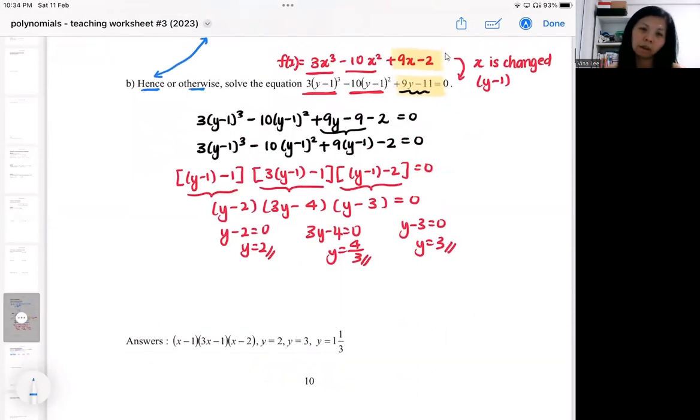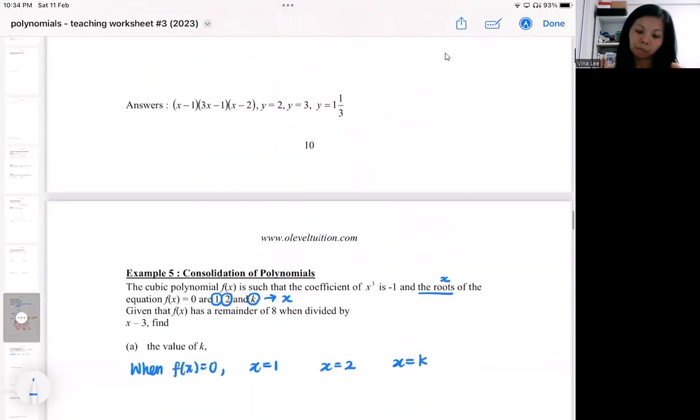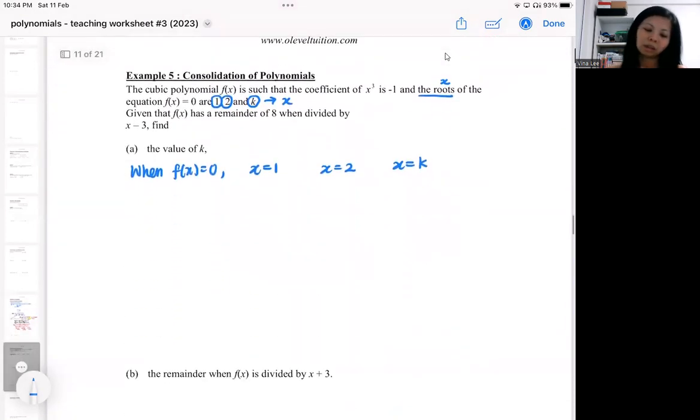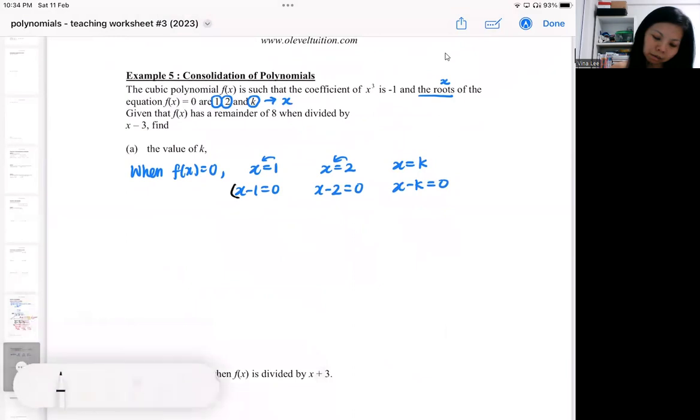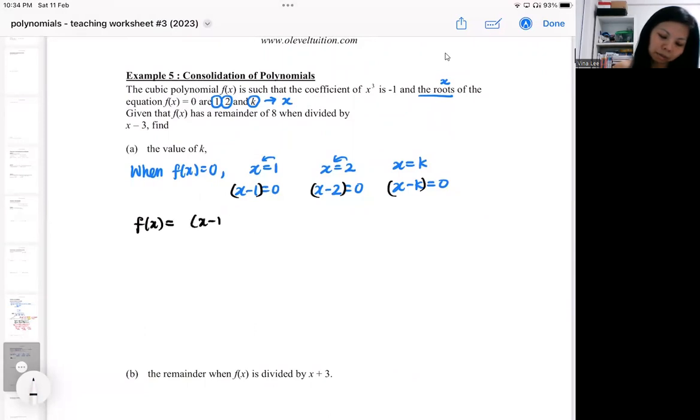So if you look carefully, the values of y actually come from some brackets. So I'm going to use this idea. I'm going to shuffle it back. So when I shuffle it back, I get x minus 1 equal to 0. I get x minus 2 equal to 0. I get x minus k equal to 0. So the 3 items here will be the brackets that originally belong to f(x). So that's how I formulate my f(x). So you formulate the 3 brackets with the 3 roots.